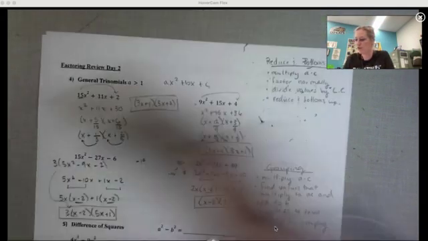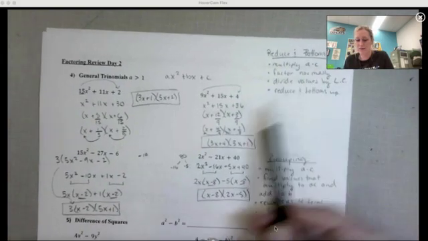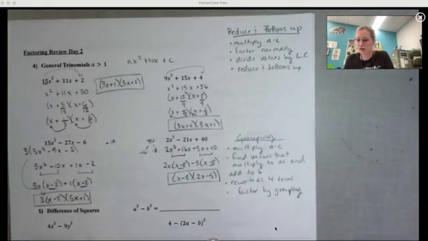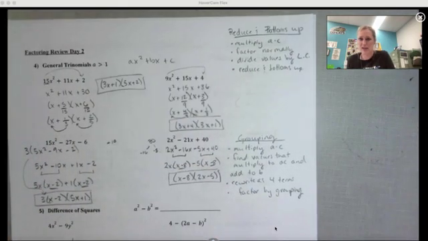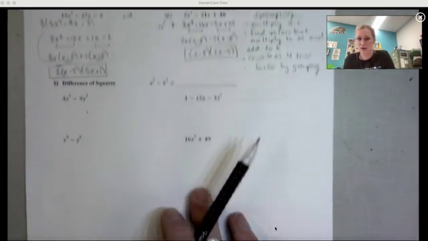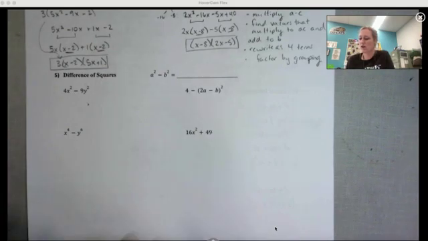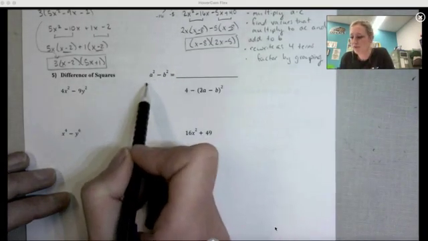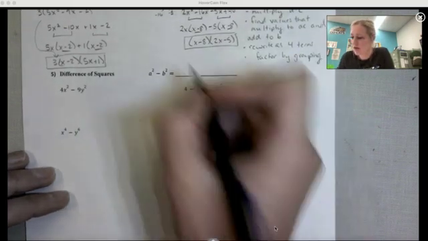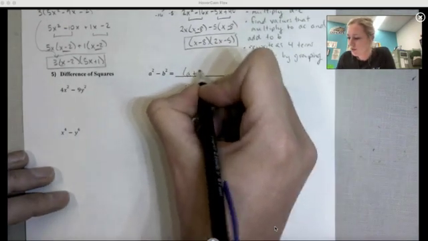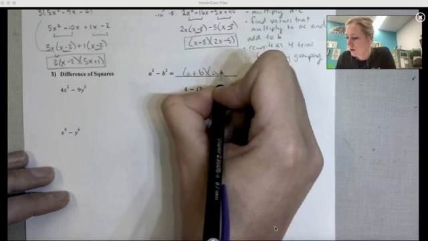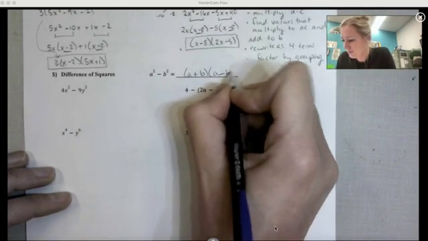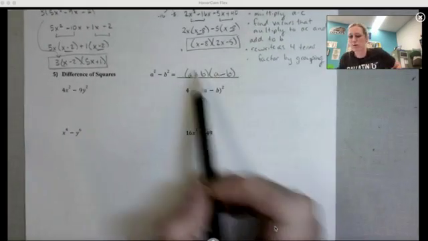So 2 different strategies there. Factor by reduce and bottoms up. Factor by grouping, both of them are great strategies when I have a trinomial when a is not 1. Okay, next we have difference of squares. So this is if I have this form, something squared minus something else squared. This will always factor into the roots, one with addition and one with subtraction. Okay, so this will always be the form for difference of squares.